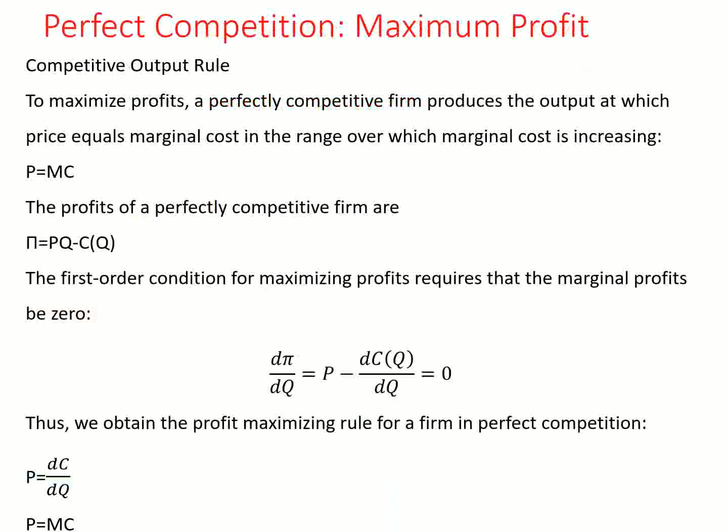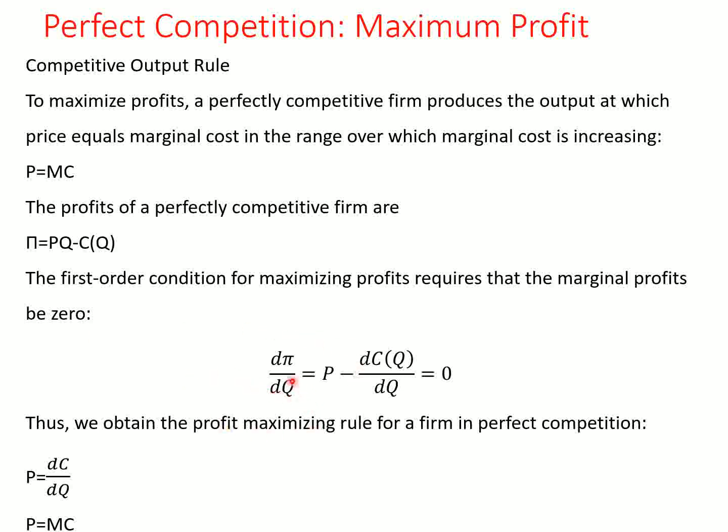Now let's move to maximum profit. To maximize profit, a perfectly competitive firm produces the output at which the price equals the marginal cost, in a range over which the marginal cost is increasing. So price equals marginal cost. The profit of a perfectly competitive firm is profit equals total revenue, that is price times quantity, minus total cost. The first order condition for maximizing profit requires that the marginal profit is zero.